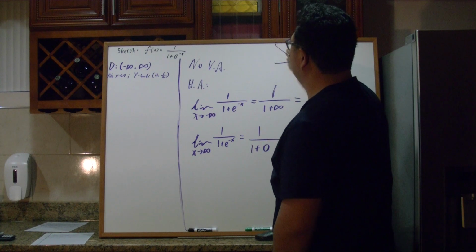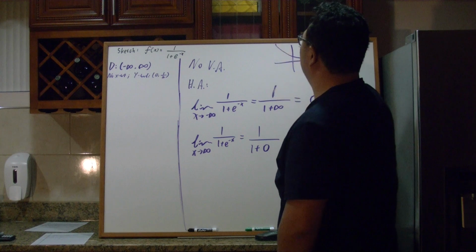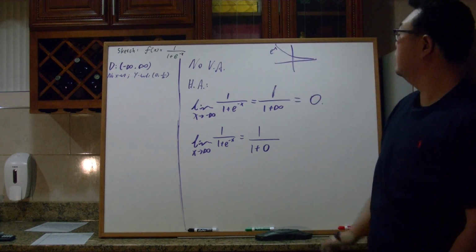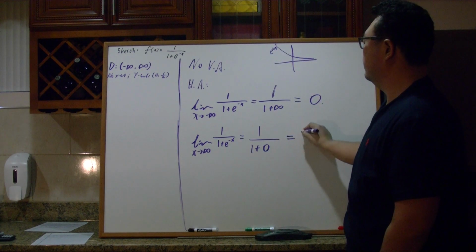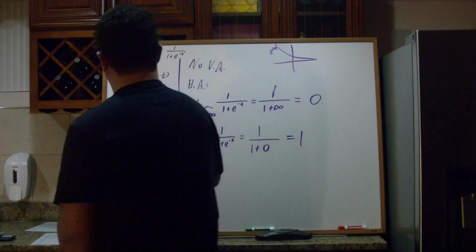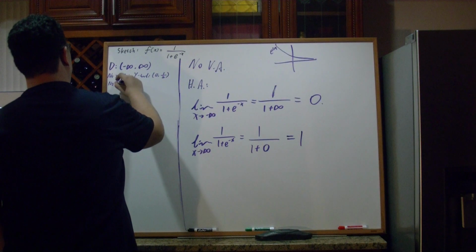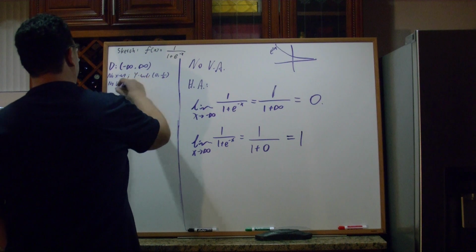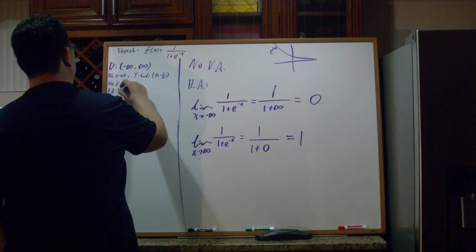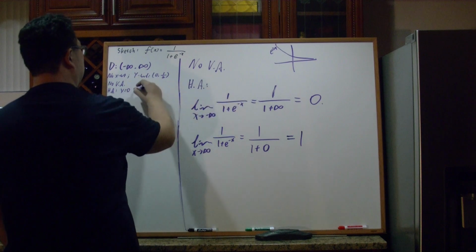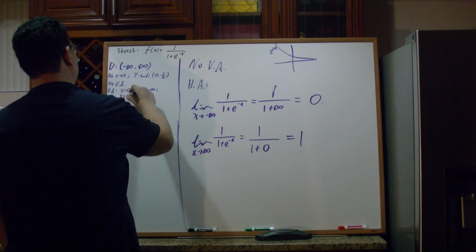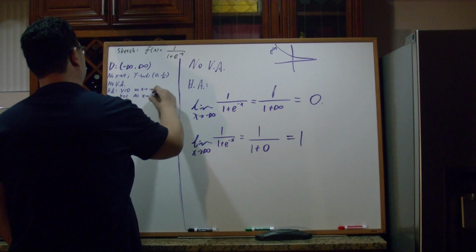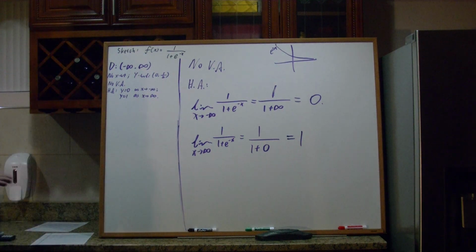Since e to the negative x looks like what we have just mentioned already, that's the graph of e to the negative x. Right, then we have the 1. So, no vertical asymptote. The horizontal asymptotes are y equals 0 as x approaches negative infinity, and y equals 1 as x approaches positive infinity. Right, so 0 from the left, 1 from the right, in the middle we don't know yet what it looks like.